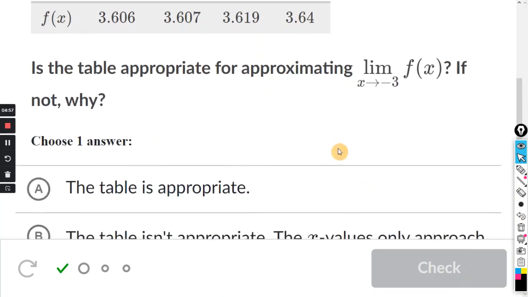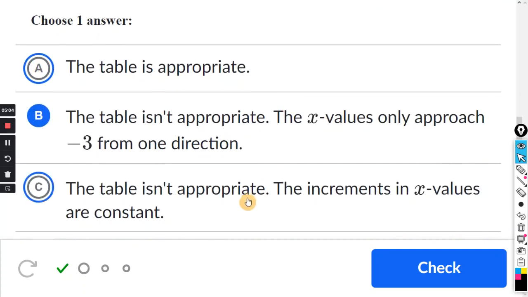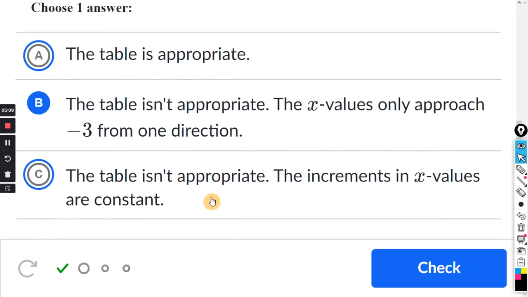The x values only approach negative 3 from one direction. That's it. The increments are constant. That's not it. And the table's not appropriate. Answer B.